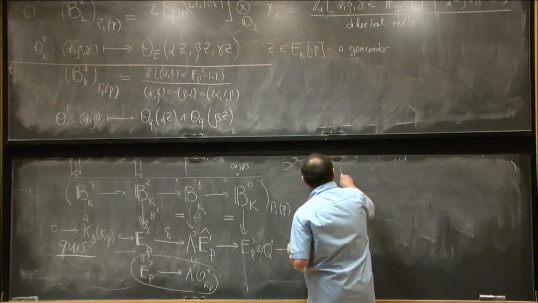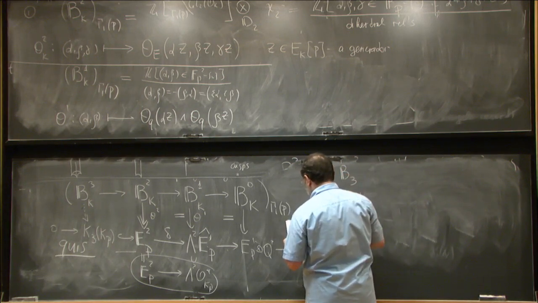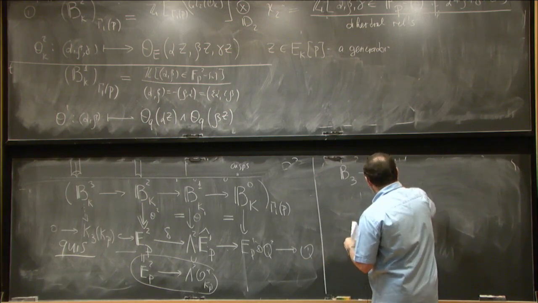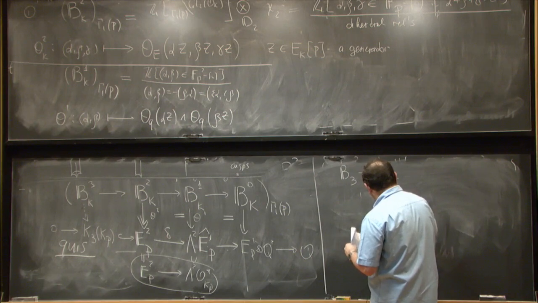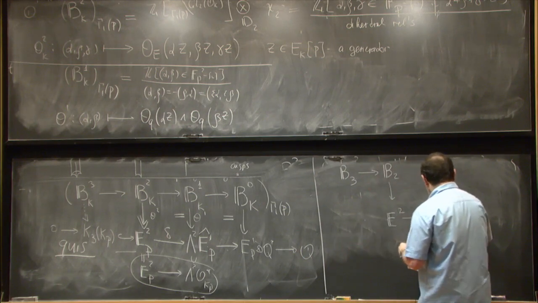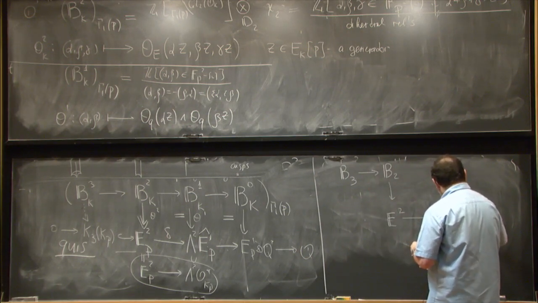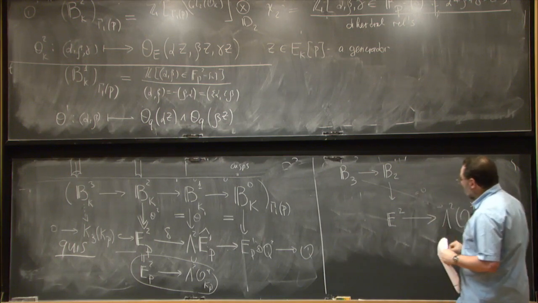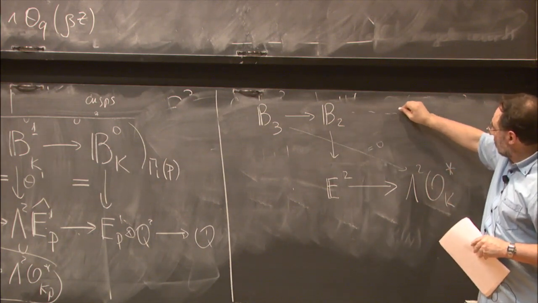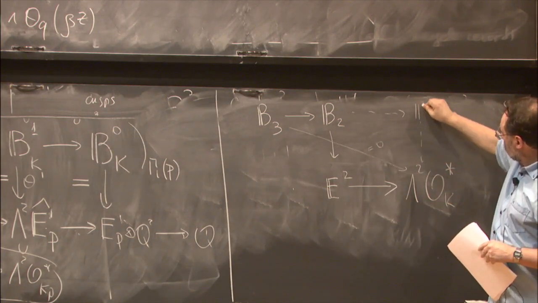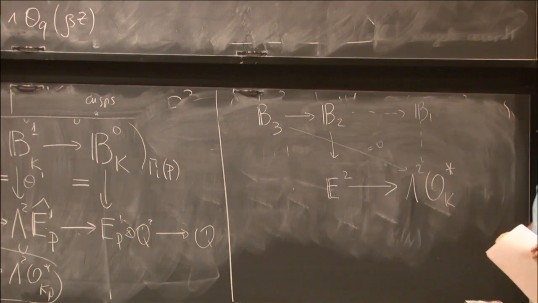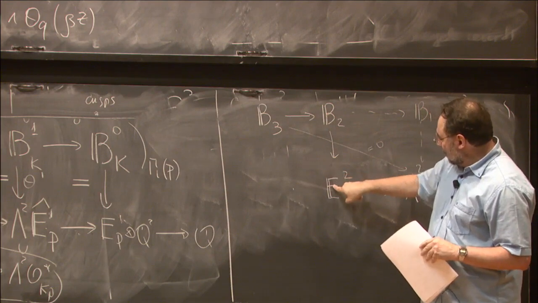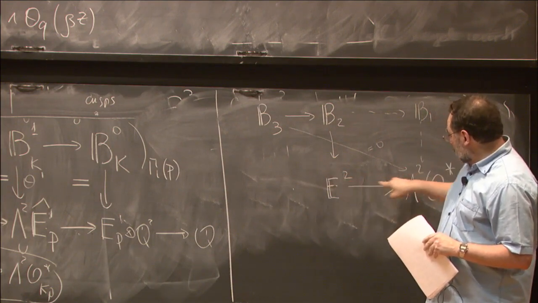If you start with this group of polyhedra and go to B2, the group of triangles, then go to E2, and then go to the wedge square of O_K star, then this composition is zero. Why is it zero? Because you can think about it this way, and this is already zero, and this diagram is commutative. Now, because it's zero, this means that this map goes here to such an element which lives in the kernel of this map.